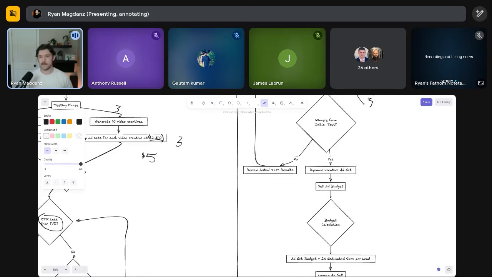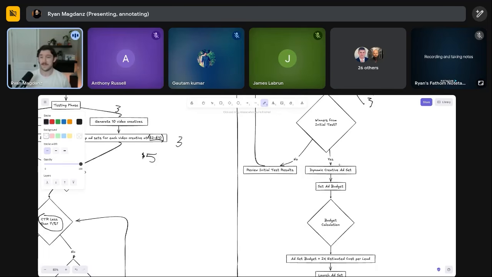We take our winners from the initial test. If we don't have any, obviously we have to review. If you run this test and you don't have any winners, then you have an issue with your creative 95% of the time, or you set up your campaign weird or something. In that case, shoot me a message or post in the group.